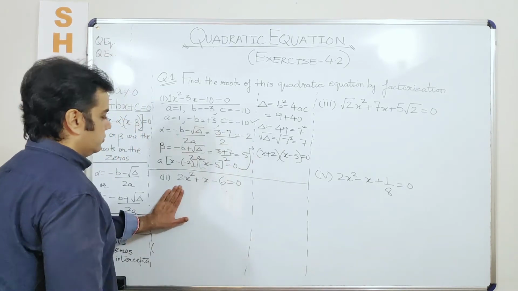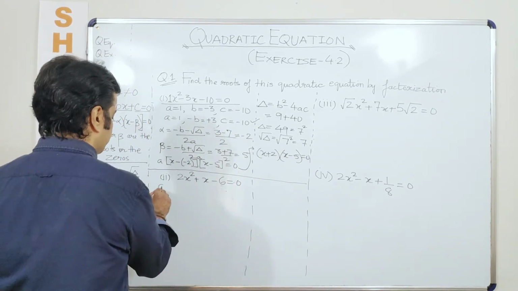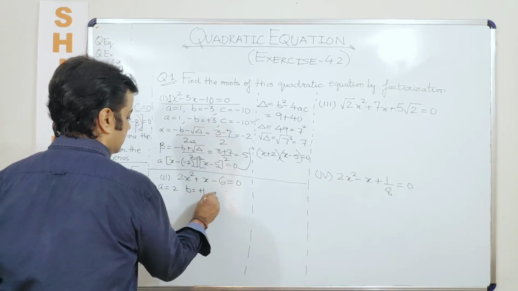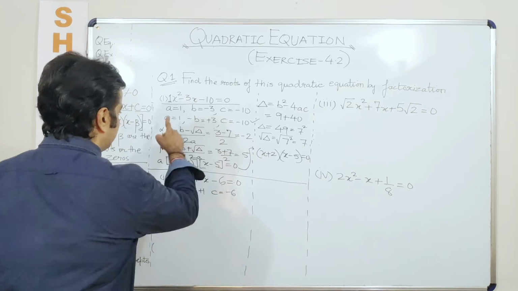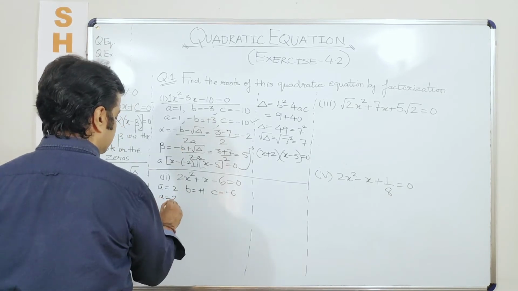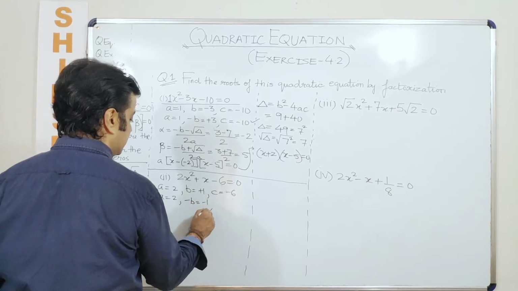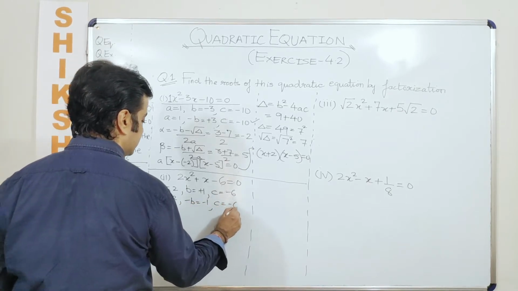Now talking about this question. So again we will do the same. We will say that a is equal to 2, b is equal to plus 1, c is equal to minus 6. As suggested, take the value of a as it is, then write minus b, which is equal to minus 1, and then you can write down the value of c as minus 6.